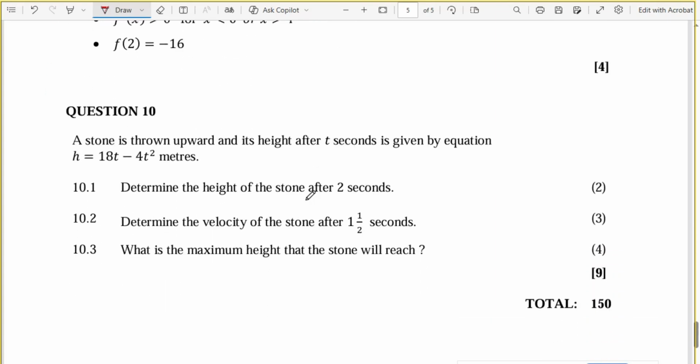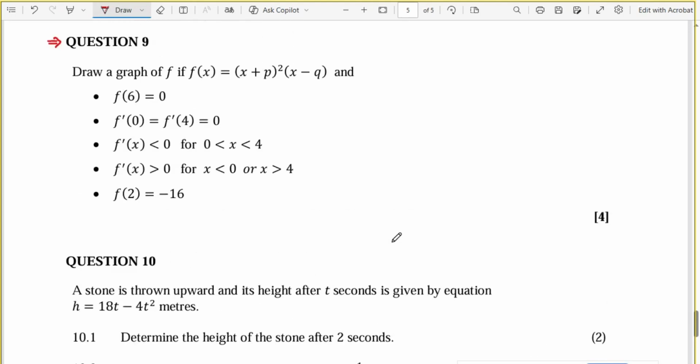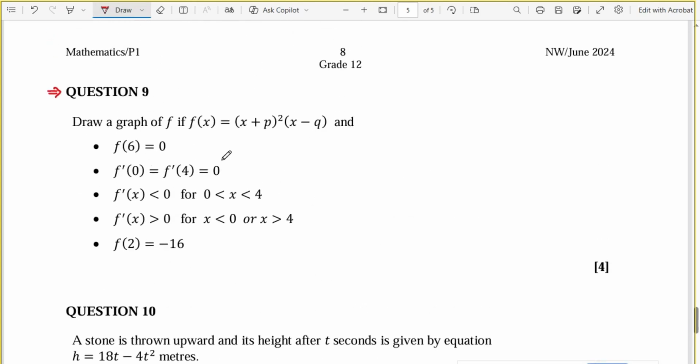I want us to do, let me check how much. Okay, we only have 8 minutes left. So this one, I'll teach you how to draw a graph if you are given this information. I'll do a recording and I'll send you the video for you to watch.